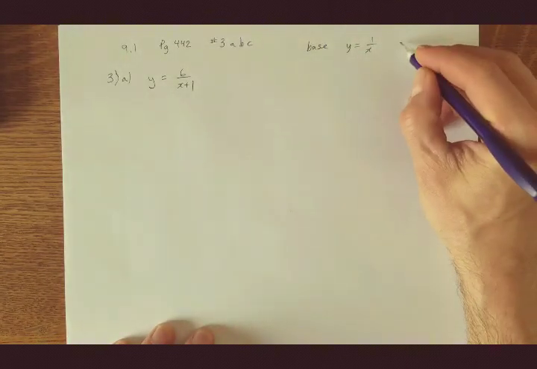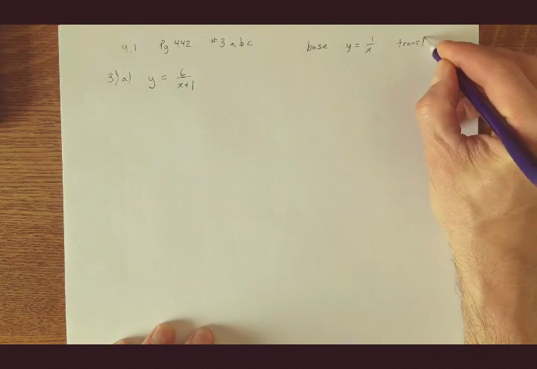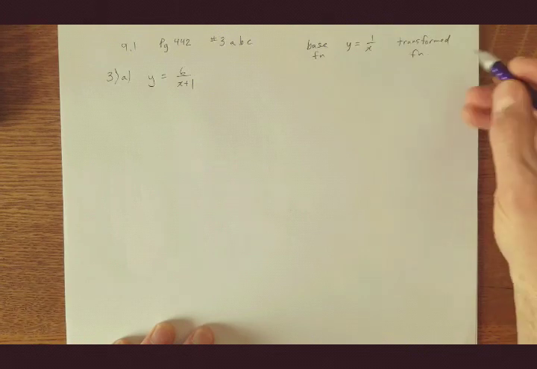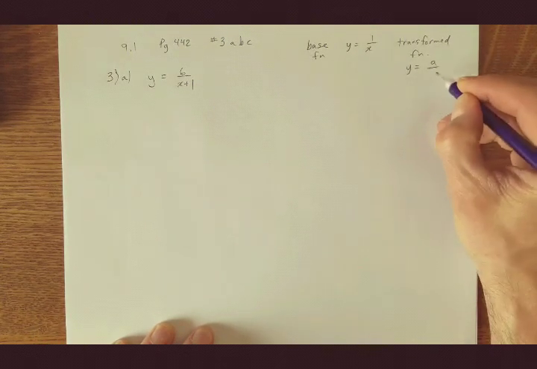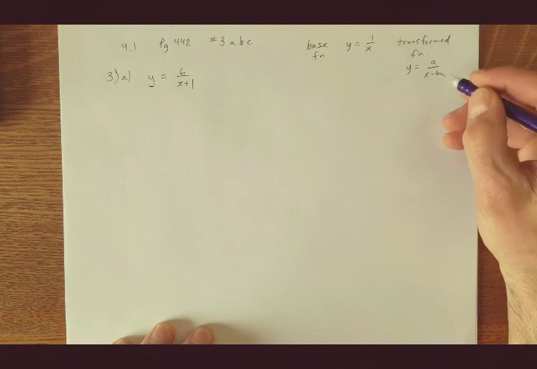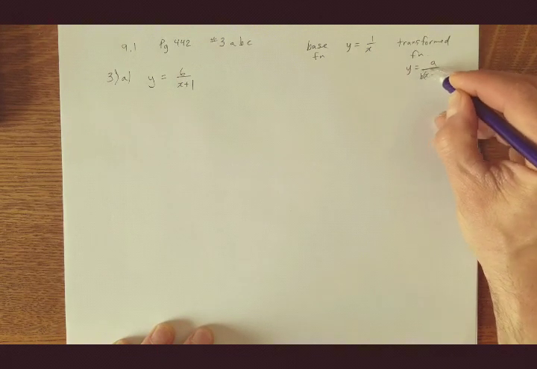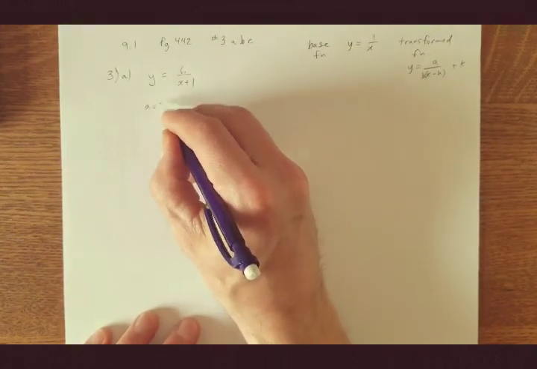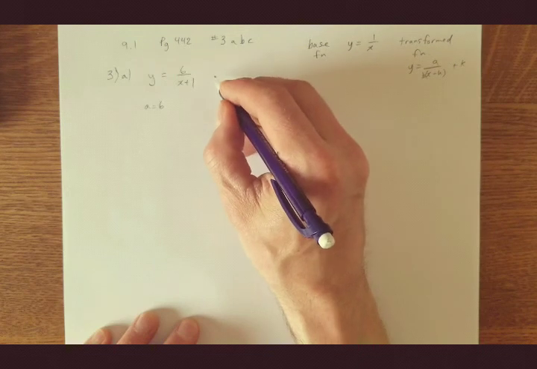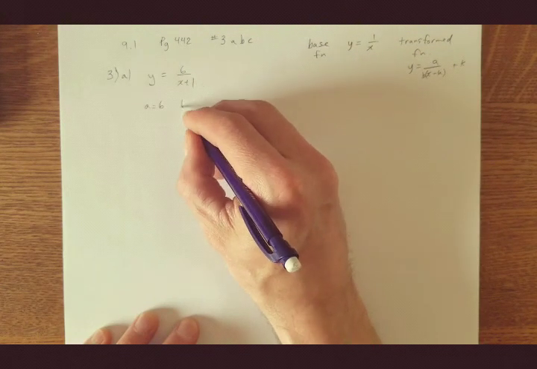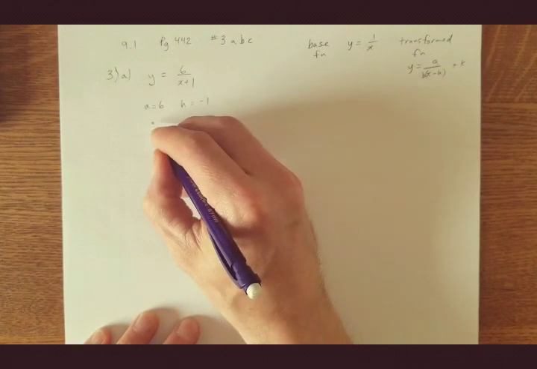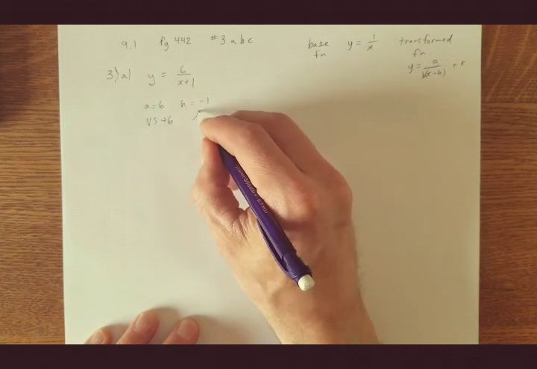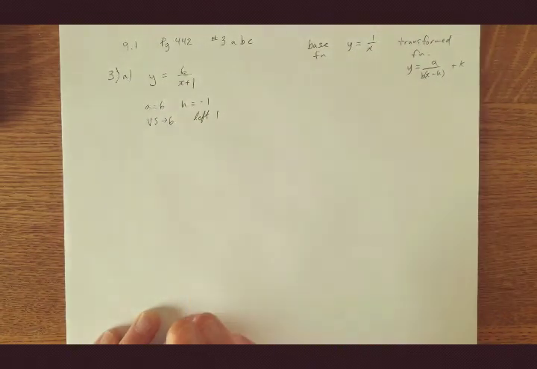So a transformed function is going to have the equation y equals a over x minus h, and there may be a b here, plus k. So in this case, I have an a of 6, and I would rewrite this as x minus -1, so I have an h of -1. So I got a vertical stretch of 6, and I'm going left 1 unit.